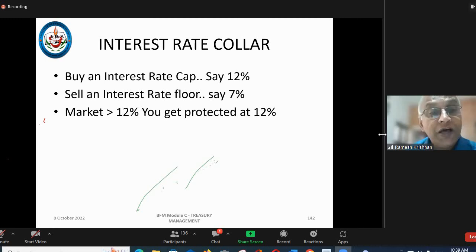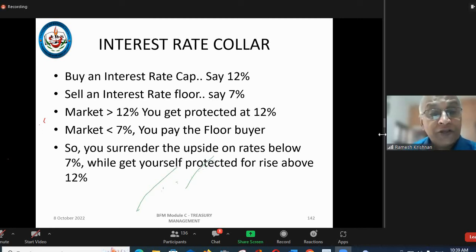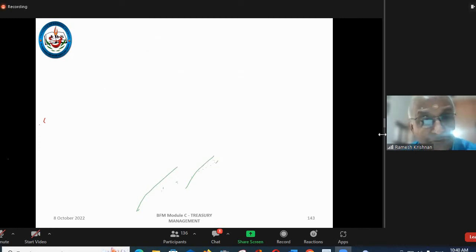So what happens? Market is above 12%, you get protected at 12. Market is below 7%, you pay the floor. So you surrender, this is what that green one I had drawn. One part of the upside you cut, but compensate the downside with this. So assured you will be between 7 and 12. So these are some of the strategies you can do after scoring 90 marks.